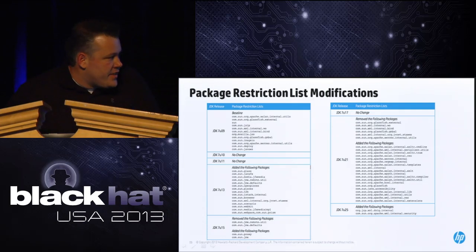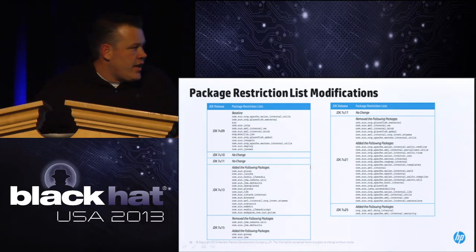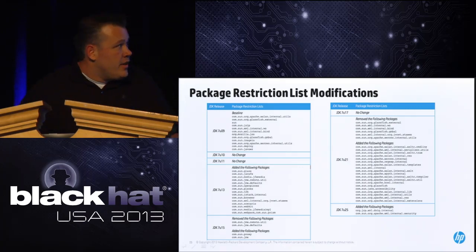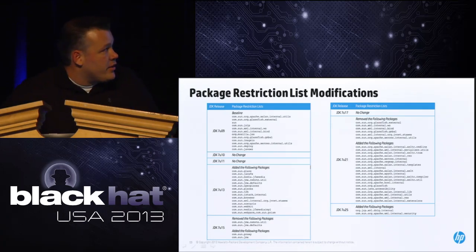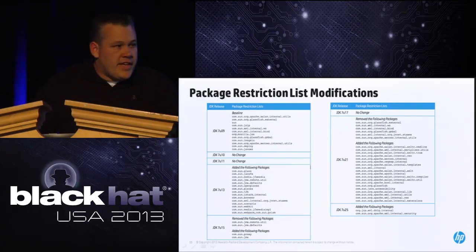If you look at U15 though, it's interesting because they actually remove a set of packages and add another set of packages. But what they're actually doing is removing a lower level package and adding a higher level package to further reduce the attack surface of the application. In U21 they made a lot of modifications, and in U25 they added a couple more. So you can see in U21, they removed glassfish.external and added the glassfish package, so further reducing the attack surface.